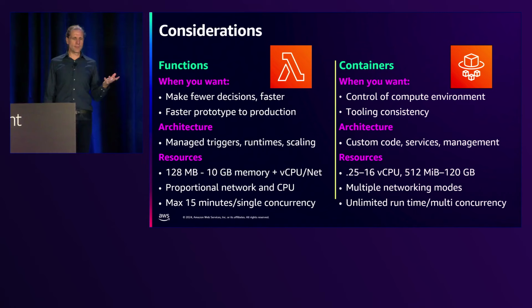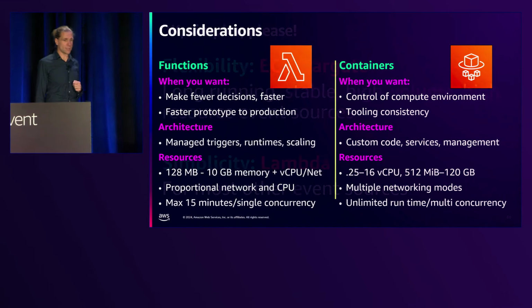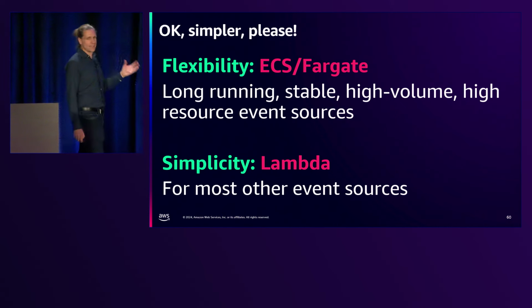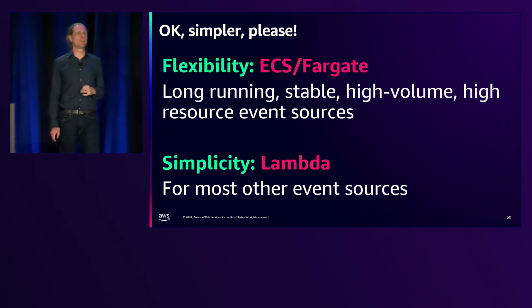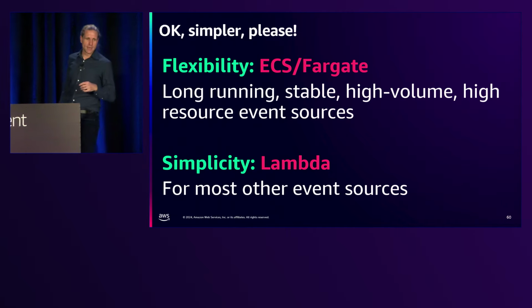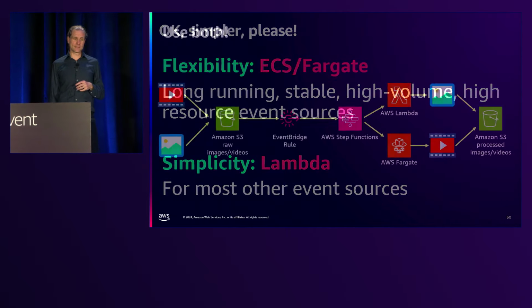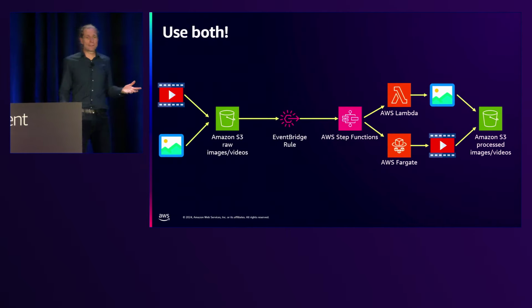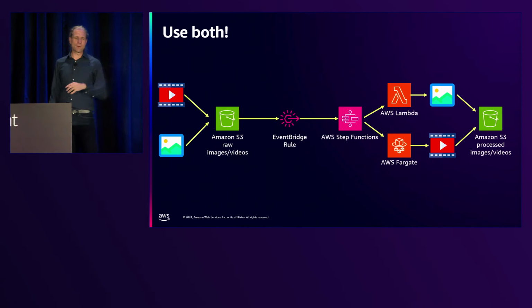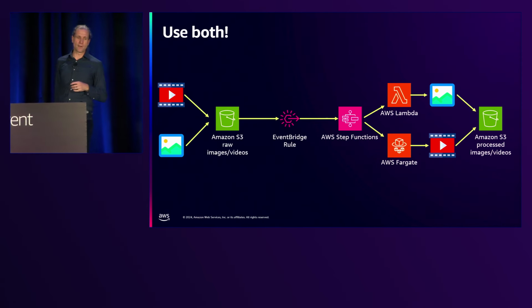Fargate can support larger containers, has more resources, multiple network modes, and can also run forever with multi-concurrency. And Lambda, you've got 15 minutes with its powerful event-based integrations. But if you want the easier version, well, think of Fargate as the flexible option: long-running, stable, high-volume, high-resource event sources, and then Lambda as the simpler option for most other event sources. And of course, it isn't either or. You can actually use both, even in the same application, using our previous friends EventBridge and Step Functions, which can also start Fargate tasks.